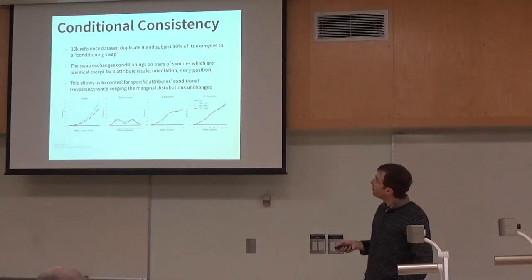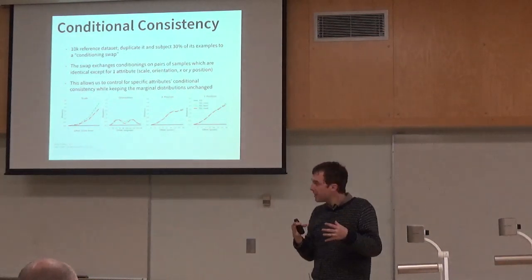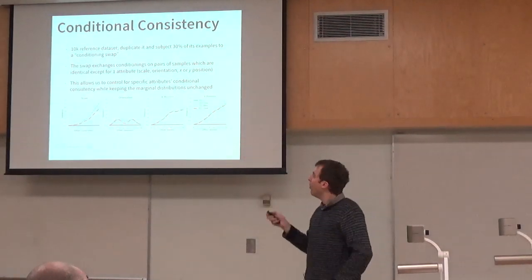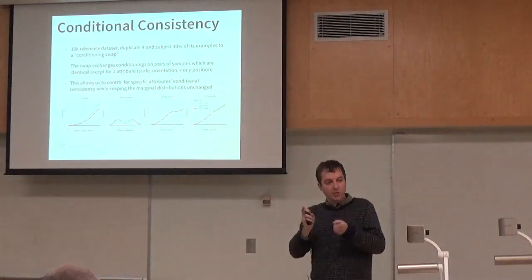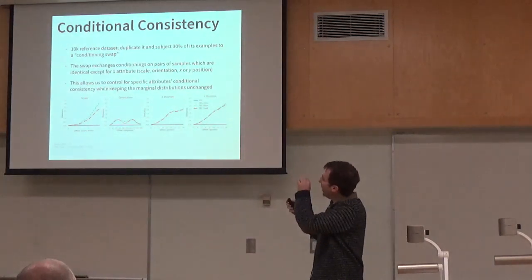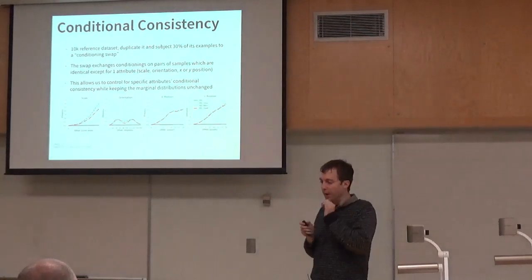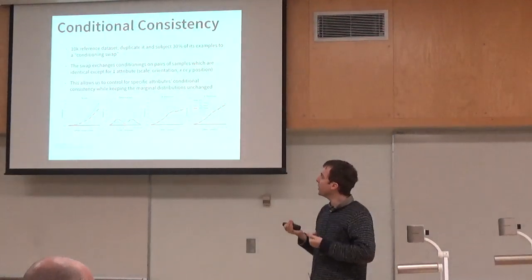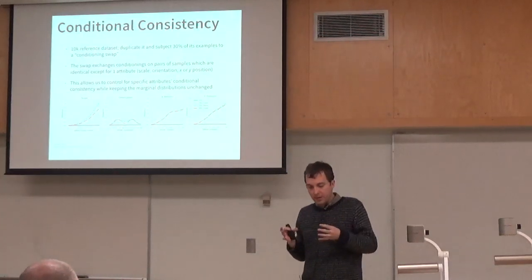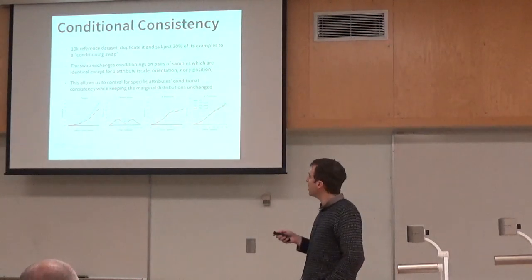That's not surprising. But when we go to conditional consistency, this is where we take a 10K reference data set, and then we have a 10K set of images in which we do a swap where we exchange conditionings on images that are identical except for one particular attribute. So one attribute changes such that its conditioning is no longer consistent, but all the other attributes remain the same. This allows us to control for conditional consistency, but we keep the marginal distributions unchanged because we're just swapping pairs of images in the data set.